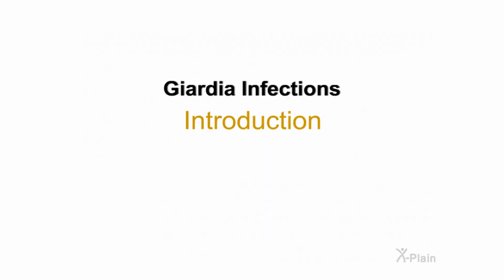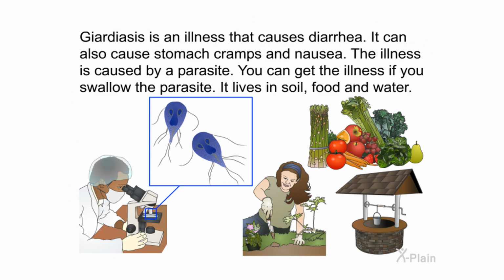Giardia Infections. Introduction. Giardiasis is an illness that causes diarrhea. It can also cause stomach cramps and nausea. The illness is caused by a parasite. You can get the illness if you swallow the parasite. It lives in soil, food, and water.